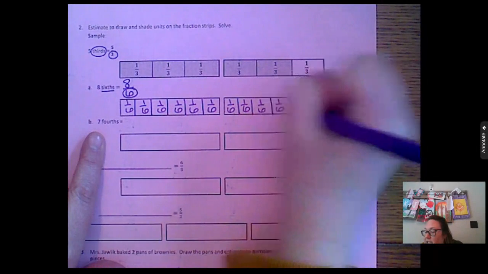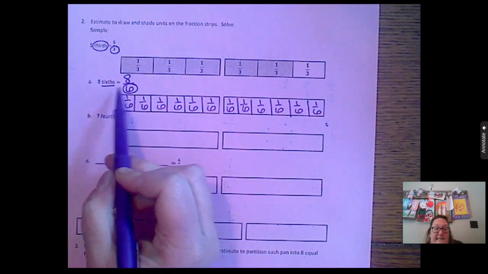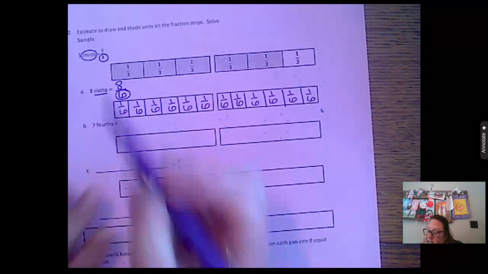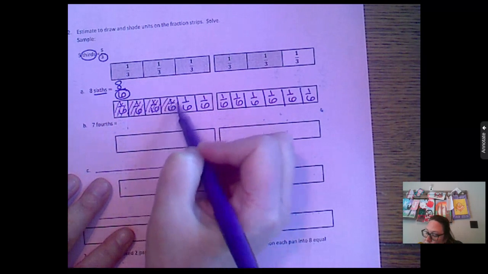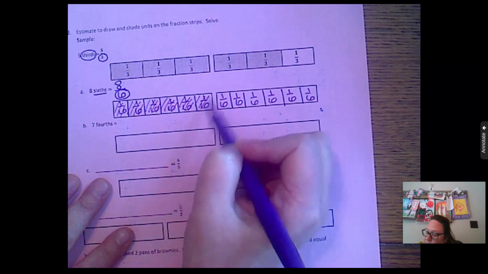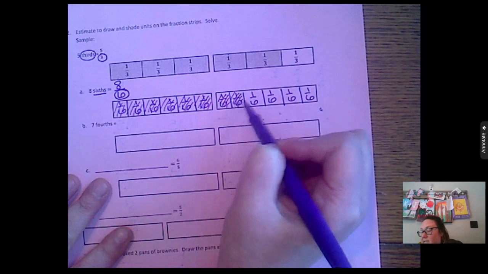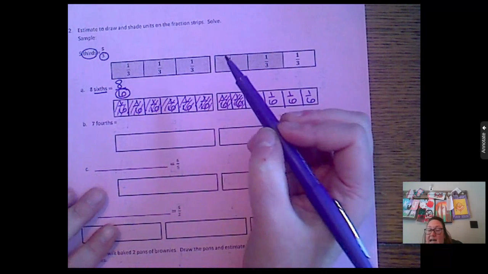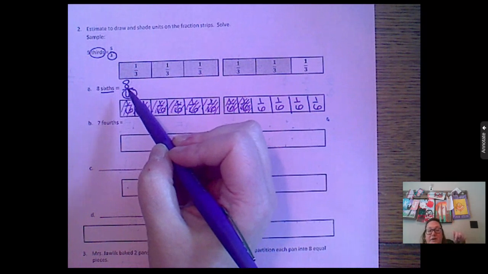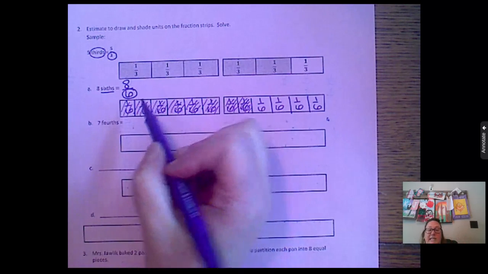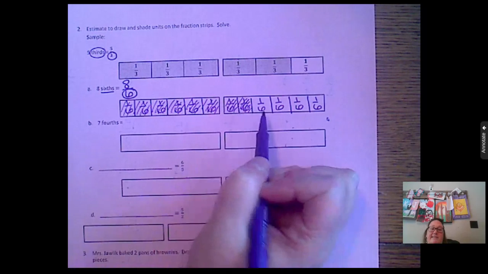And how many are we going to shade in? 8/6, and our numerator is 8. So we're going to shade in 8 pieces. 1, 2, 3, 4, 5, 6. And I'm going to do some more of the second one. 7, 8. Okay, so 8/6. I know that this is a fraction greater than a whole because my numerator, the number on top, is bigger than the number on the bottom. So I'm shading this whole in right here, because that would be 6, 7, 8. So that would be 8/6.